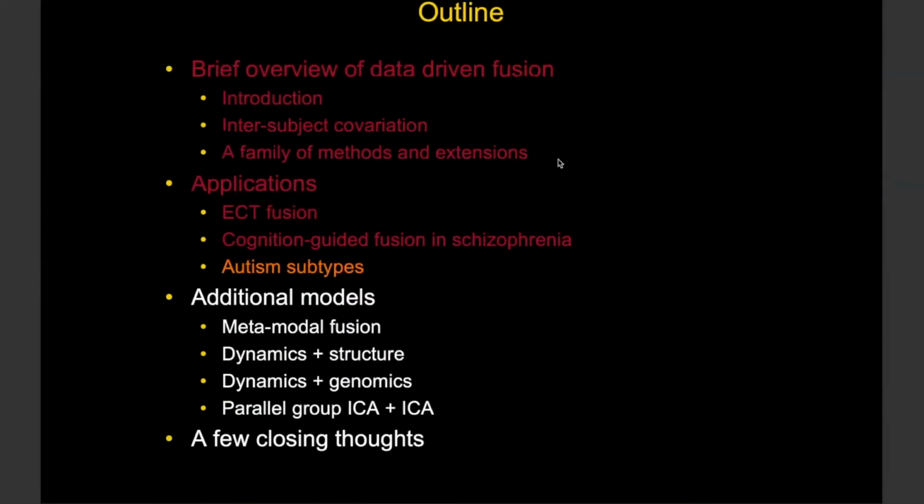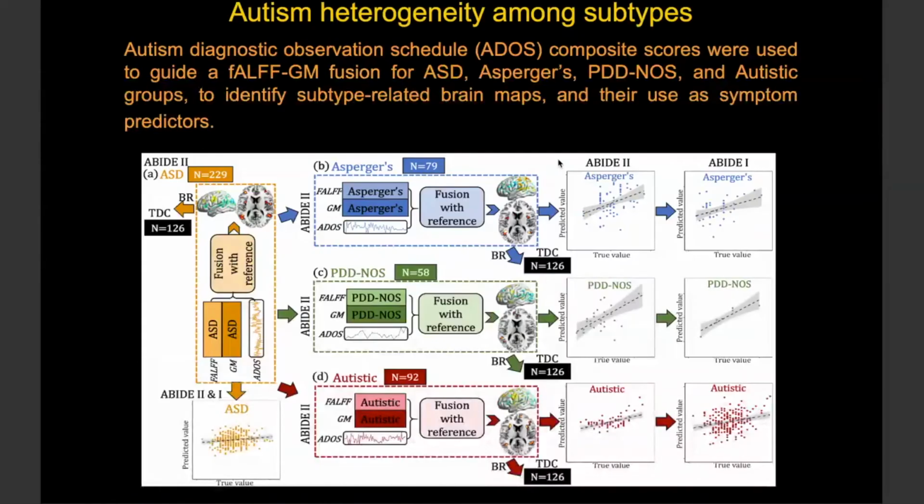Okay, and then the last example is looking at autism subtypes. So here, again, we're taking the ABIDE-1 and the ABIDE-2 data sets, and we're combining the data from fMRI and gray matter maps with this autism diagnostic observation schedule, so the ADOS score. Okay, and so we're getting an autism measure that's used to guide the fusion.